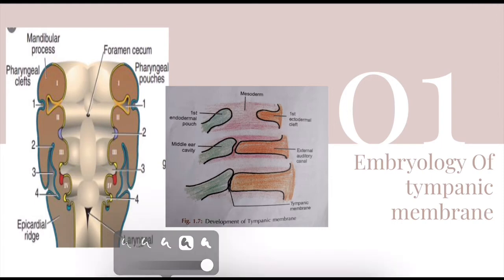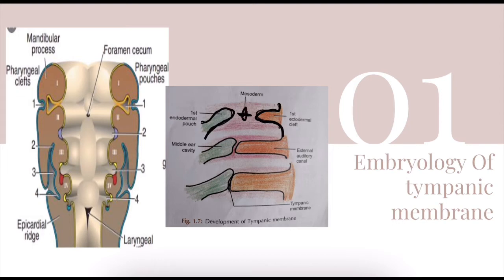Tympanic membrane is mainly developed when the first ectodermal cleft meets the first endodermal pouch with a mesoderm in between them to form the tympanic membrane. Tympanic membrane is developed from the three embryonic layers, that is ectoderm, endoderm and the mesoderm.